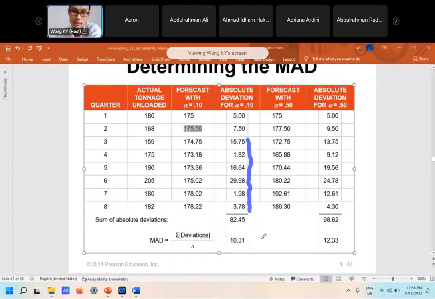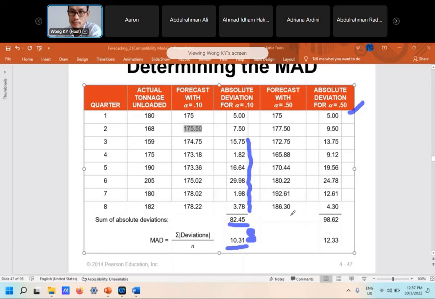And then you total up, you get this value, then divide by 8, because we want to know the mean. So 82.45 divided by 8 gives us the mean absolute deviation, which is 10.31. Okay, understand? And do the same for alpha equals 0.5.